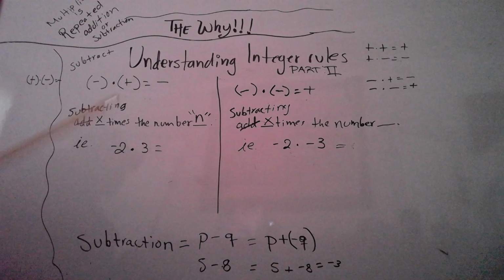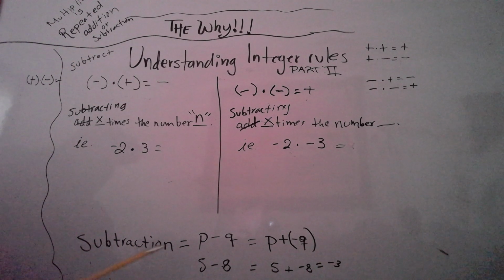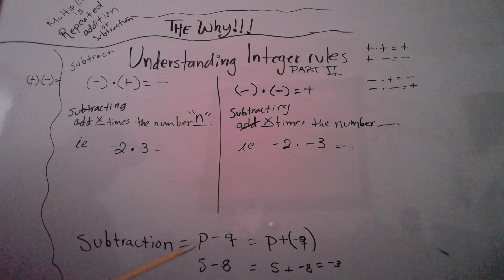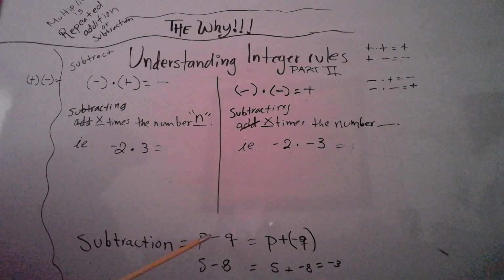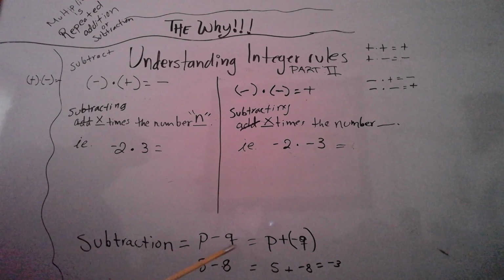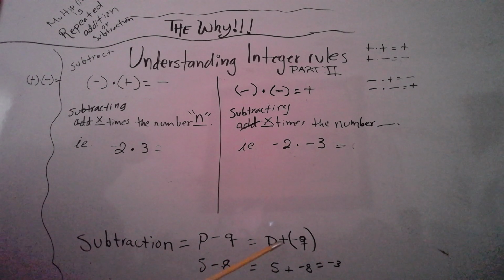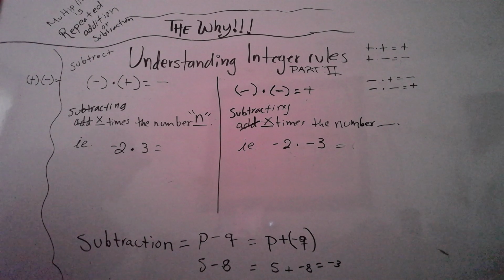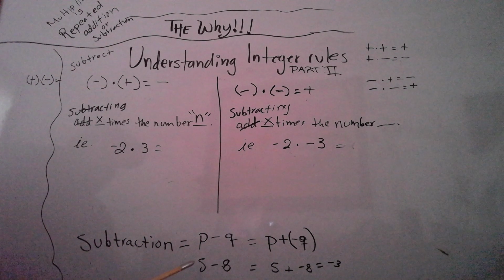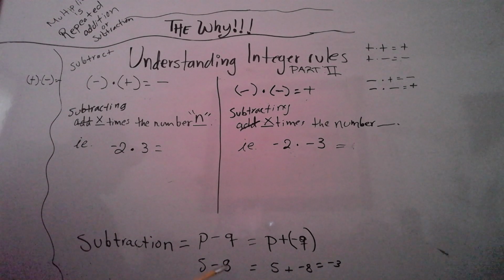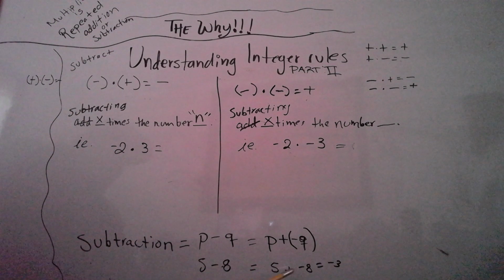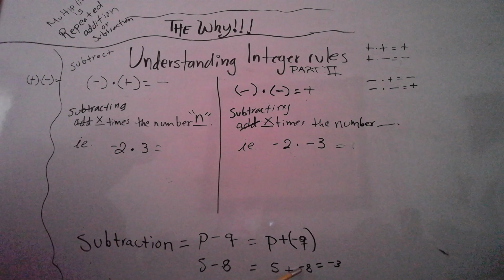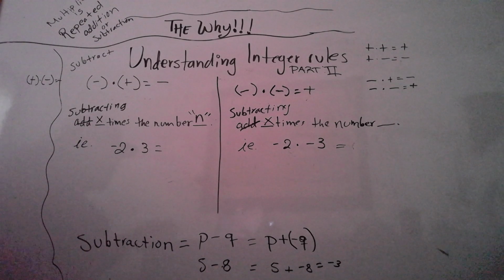So for that, I need you to remember our subtraction rules. We did this in class where P minus Q is the same thing as P plus minus Q, which means that you can change any subtraction into addition by adding the opposite. For example, 5 minus 8, you can change it to 5 plus negative 8, which equals negative 3.